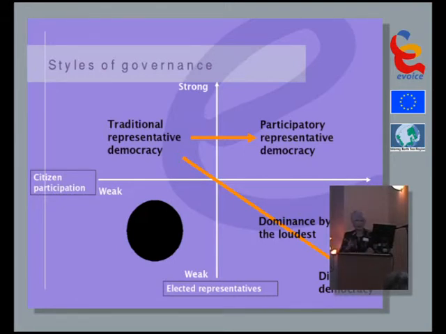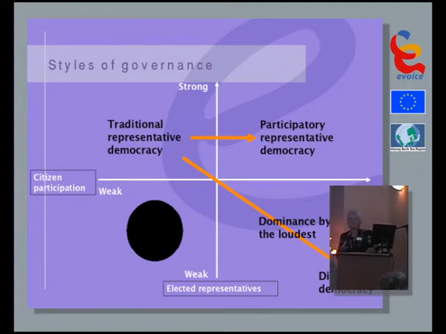And also, for those who are familiar with the literature, Professor Stephen Coleman, who claims he is the only professor of e-democracy in the world. He also claims he's the best one, but then I tell him he's the worst one as well. He actually refers to it as direct representation. I'm not quite so happy about that phrase. I'm sticking with participatory representative democracy.